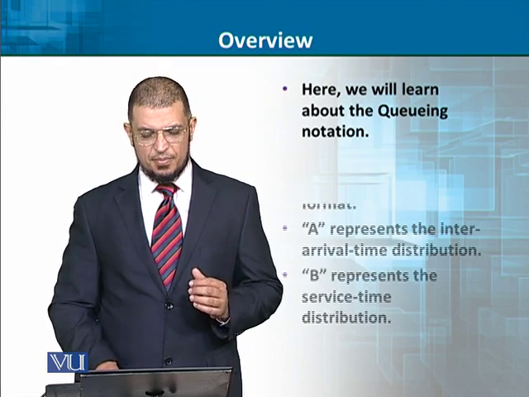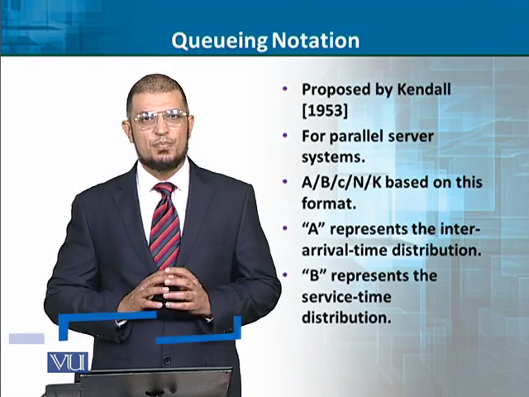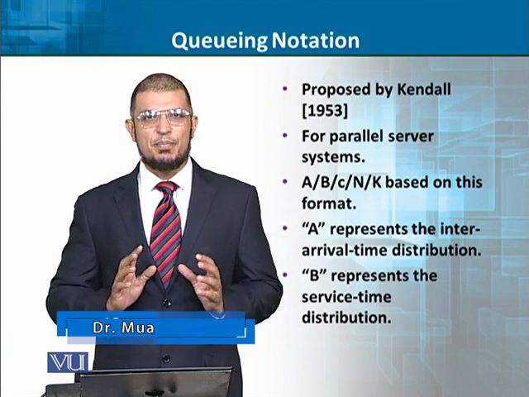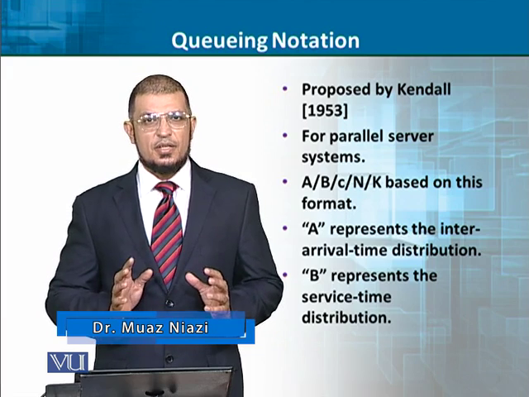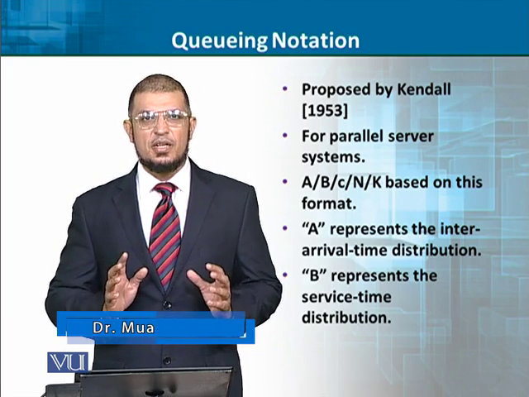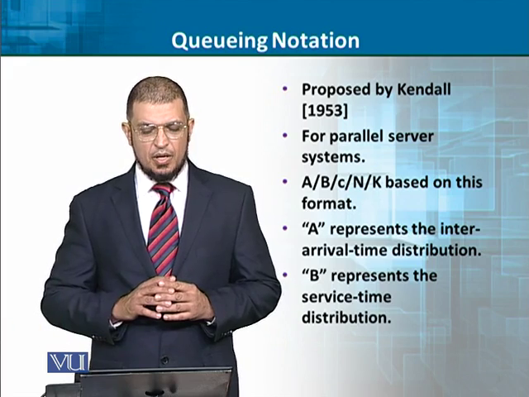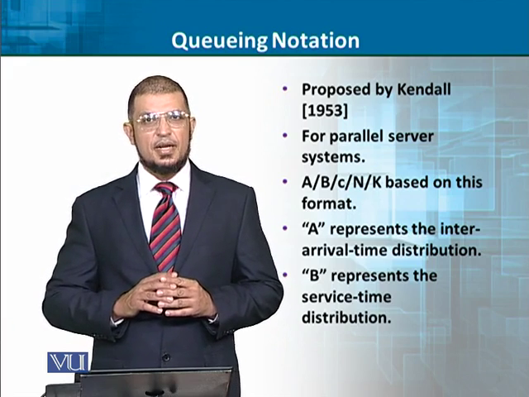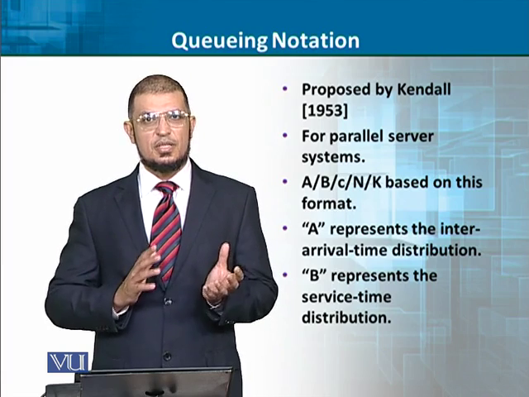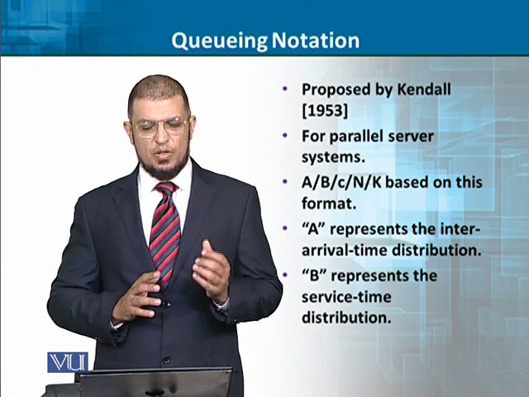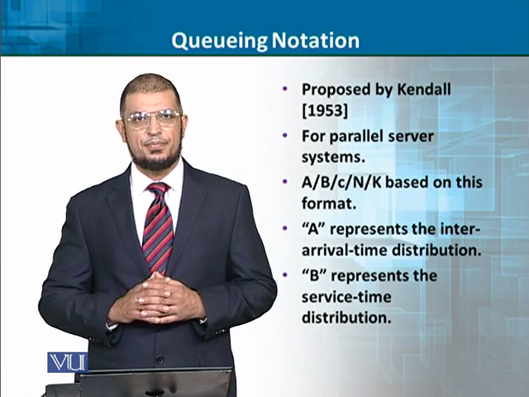This was proposed a long time back in 1953 by Kendall. It talks about parallel server systems. It is represented as A, B, C and K. So this is the system. Let's look at what each of these things mean.